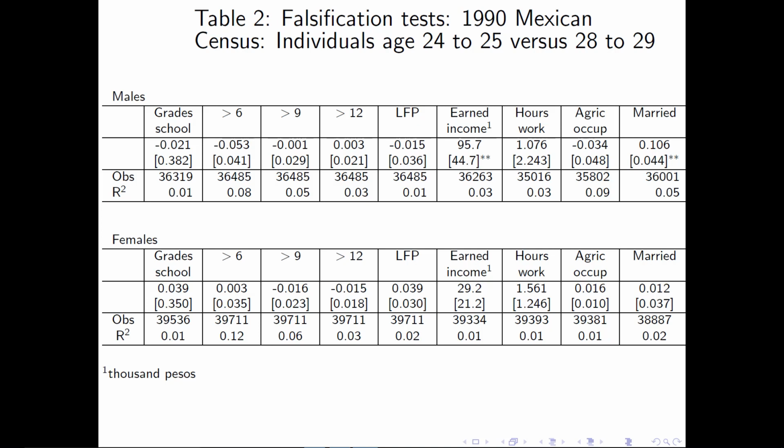For women, none of these are significant. There aren't significant differences. For men, there's one on earned income, and in fact, we'll see a bit of a strange result later on that this may reflect. But overall, this is pretty supportive of the identification strategy.